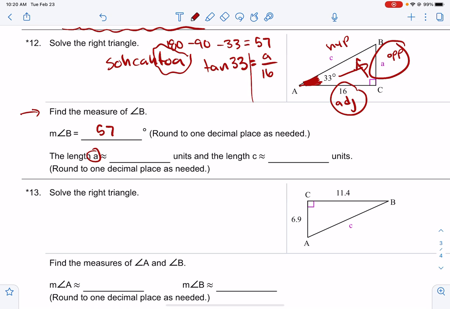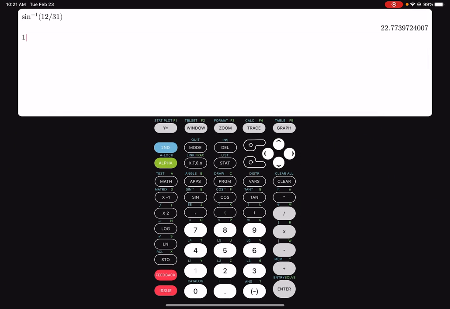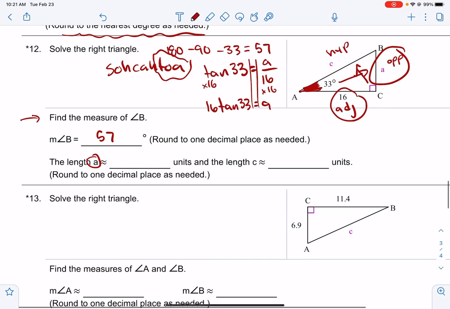Now that I have it set up, I just get A by itself. So I just multiply both sides by 16, and I remember to put the 16 in front of the tangent when I type it in the calculator. So we're going to calculate 16 times the tangent of 33, which gives me 10.39. So A is 10.39. Before I type it in, round to 1 decimal. So it just wants 1 decimal. So when I look to the right, that tells me I need to round up to 10.4. So A is 10.4.